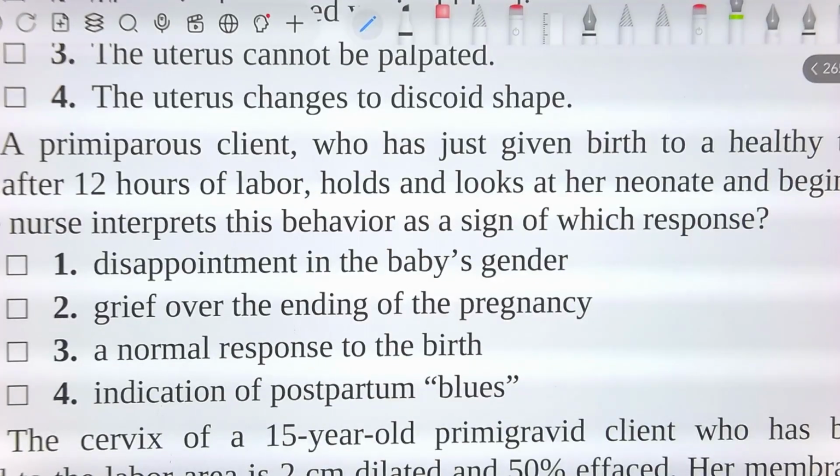14th question. A primiparous client who had just given birth to a healthy term unit after 12 hours of labor holds and looks at the unit and begins to cry. The nurse interprets this behavior as a sign of which response? Read all the options. Disappointment, grief, a normal response to the birth, indication of postpartum blues. What will be the correct one? The correct answer will be 3. Normal response to birth.